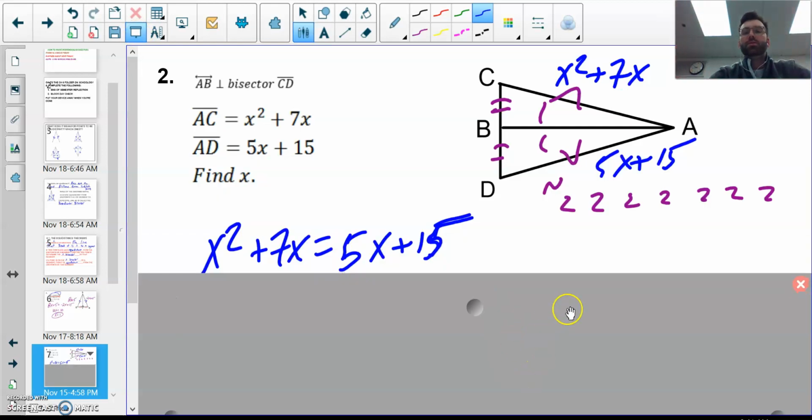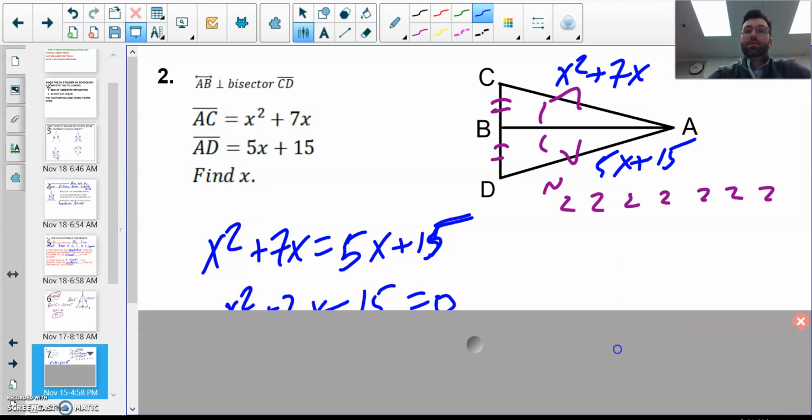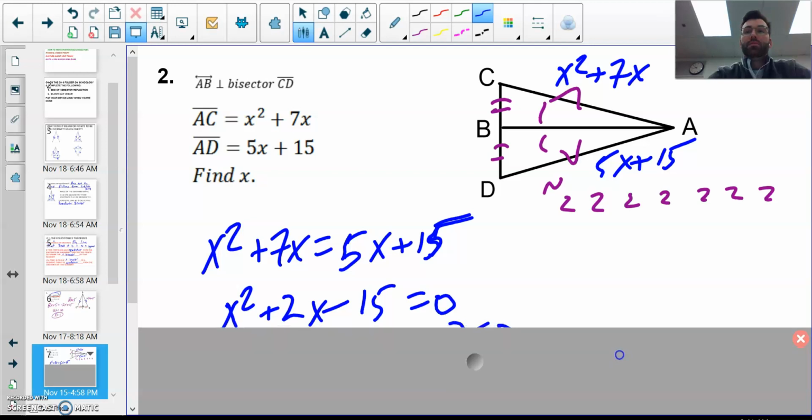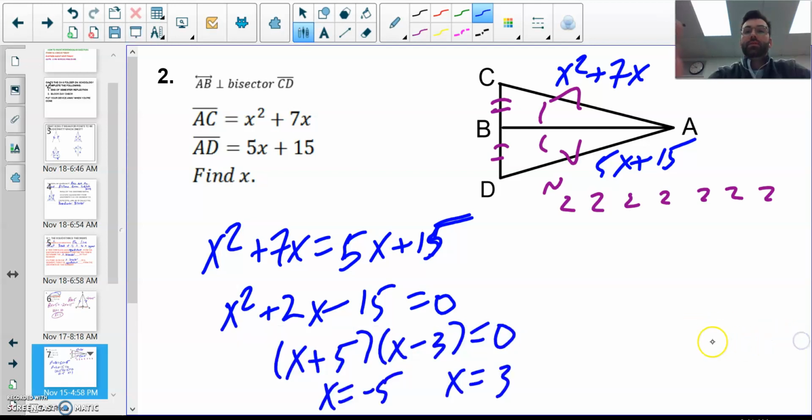Now, here we go. So I set those two equal to each other. Now, I notice I have an x squared only on one side, so that means I'm going to have to factor. So I'm going to bring everything to one side so it's equal to 0. I want two numbers that multiply to negative 15 and add to 2. I got positive 5 and negative 3. So my x values are negative 5 and 3. Now, we got to test to see which one works. If I plug negative 5 into this equation, I'm going to get a negative side length, so that's out. If I plug in 3, I'll get 30. So that is good. Always test to make sure, because there will be a case where both will work.